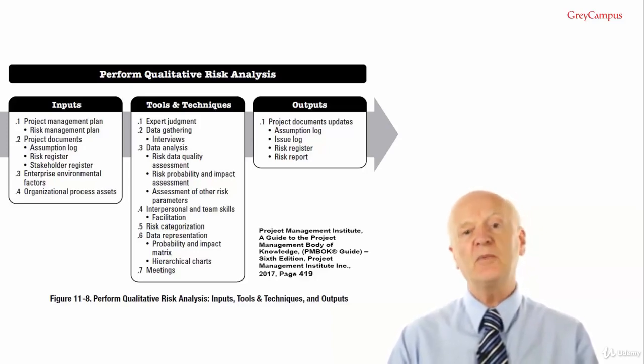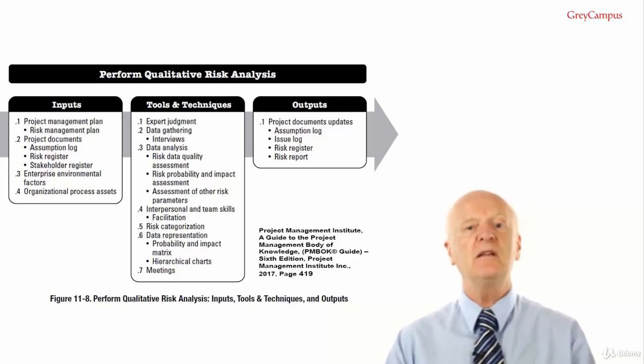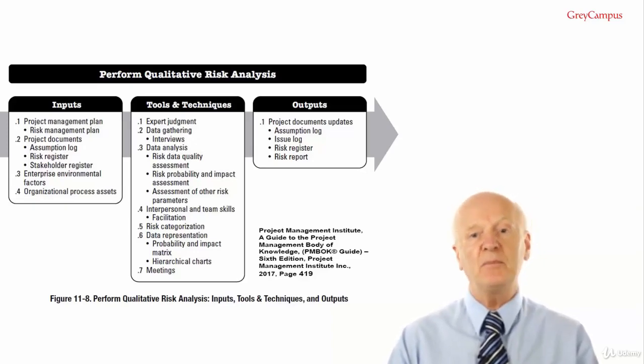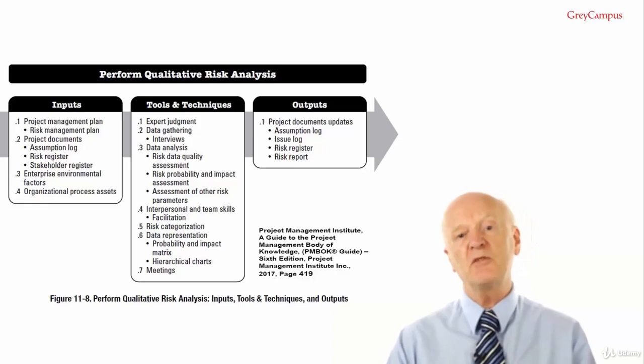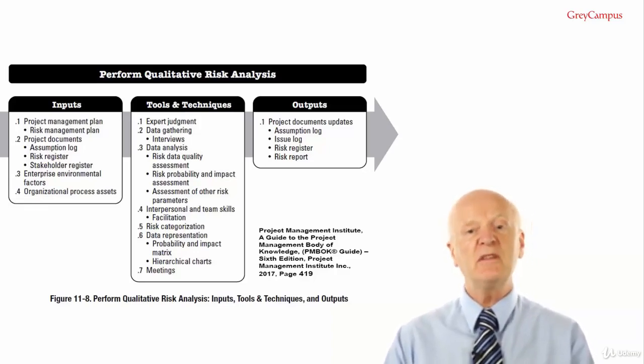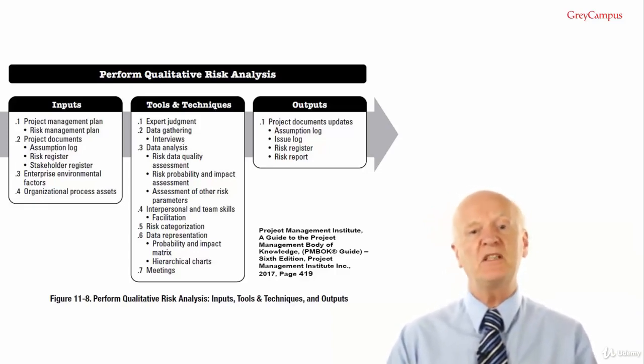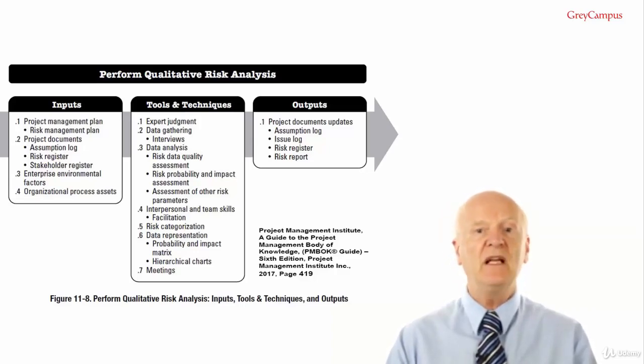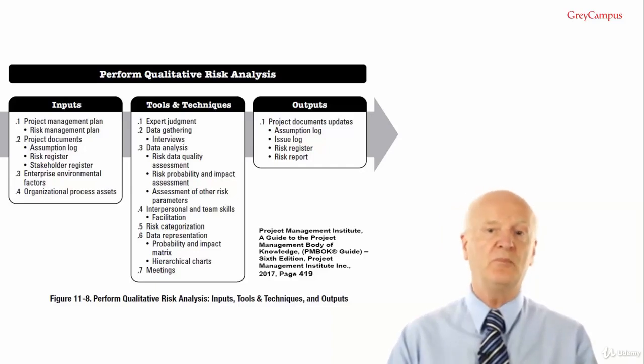Number 3, enterprise environmental factors. Here we're looking at industry studies of similar projects and published materials including commercial risk databases or checklists. For mature industries such as construction, oil, gas, mining and so on, there's a lot of published data for use on projects rather than having to rediscover it yourself. Input number 4, organizational process assets. The organizational process assets that can influence perform qualitative risk analysis include information about qualitative risk analysis from similar completed projects.